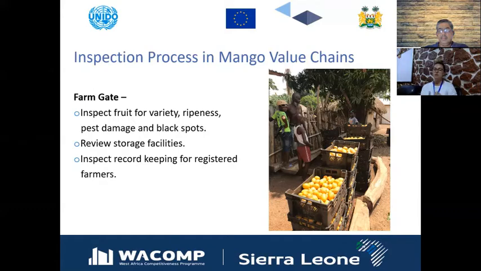And so then you will also review the storage facilities, if it was stored at all before it was brought to farm gate. What is the utensil that it's brought to the farm gate in? Is this used with the other crops that they are harvesting?